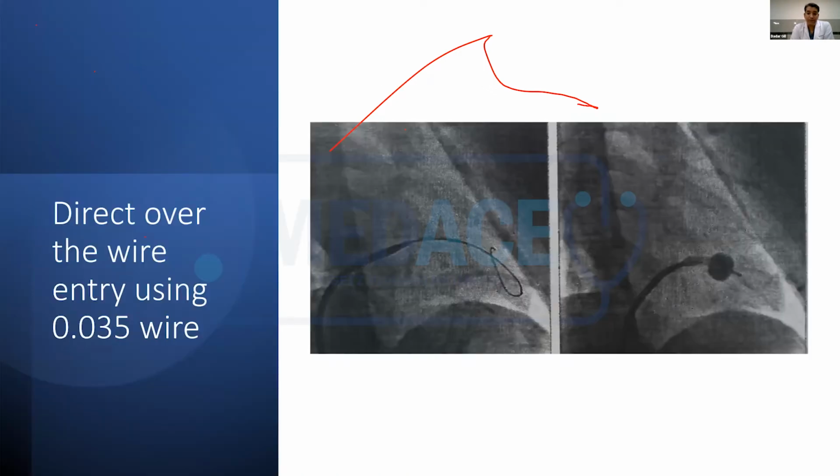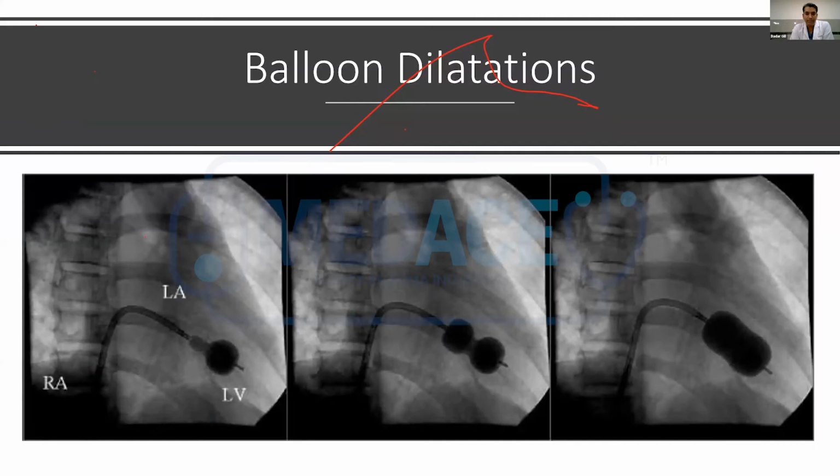At times there is a significantly stenosed mitral valve, and we are unable to cross the mitral valve. Then over-the-wire crossing using a 0.35 wire is very helpful. We can cross the balloon with the help of this wire.